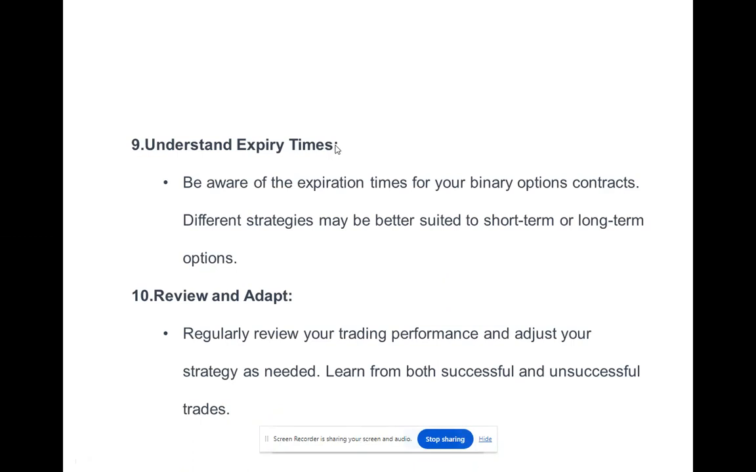This is very important when you are trading binary option. In forex, you don't need to consider the expiry time. No, but in binary, you must understand the expiry time.